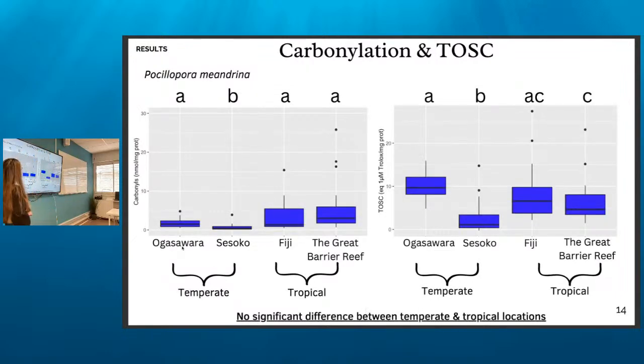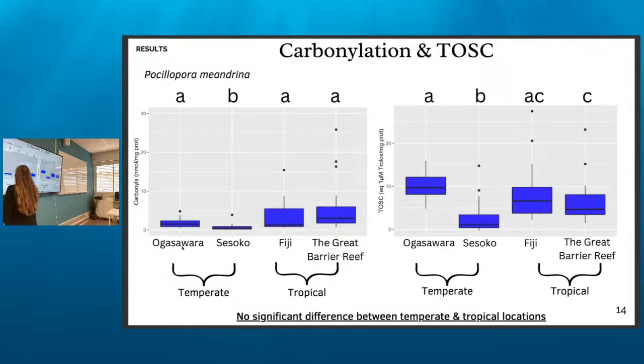Regarding the carbonylation and TOSC, we also observed no significant difference between temperate and tropical locations. However, we did observe some very interesting trends. As we can see in Sissoko, both signature markers are very low in comparison to the rest. Because both are low, we have a low carbonyl and a low TOSC. That means that the coral at the time of sampling was not exhibiting an oxidative stress.